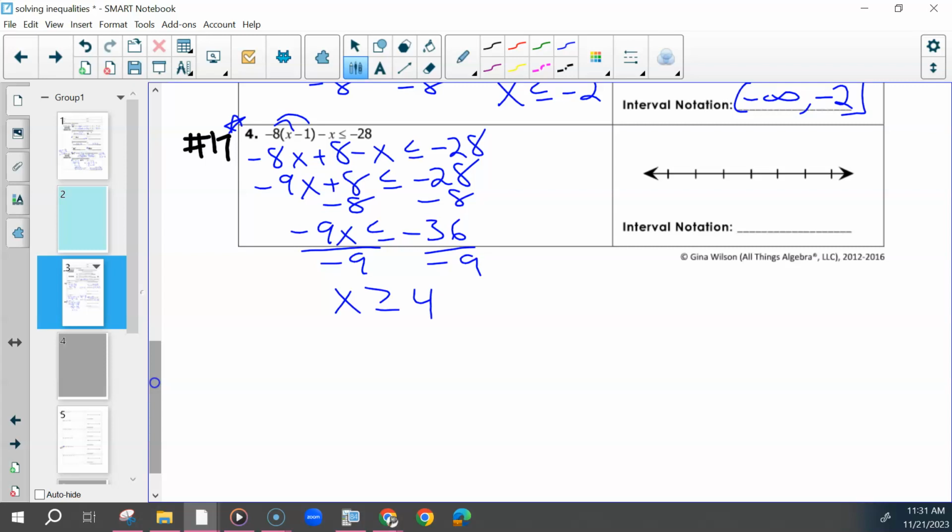So let's make our number line. Closed or open? Closed. At 4, going to the right or to the left? To the right. So if we write our interval notation, where does this start? 4. Would that be a parenthesis or a bracket? Bracket. Square bracket, 4 closed. And then where does it end? Infinity. And that would be a parenthesis.